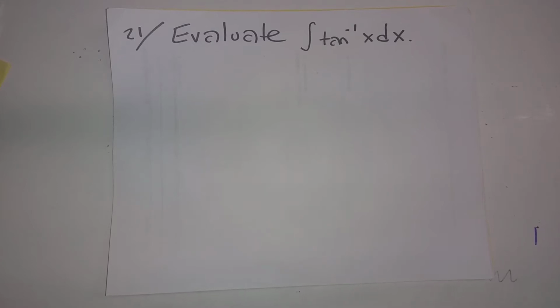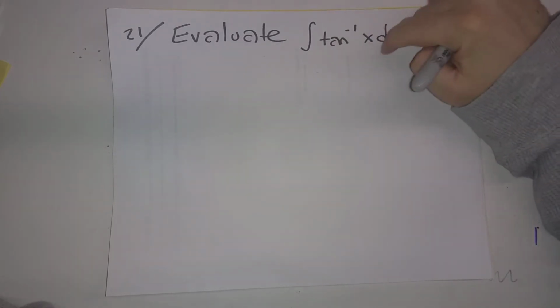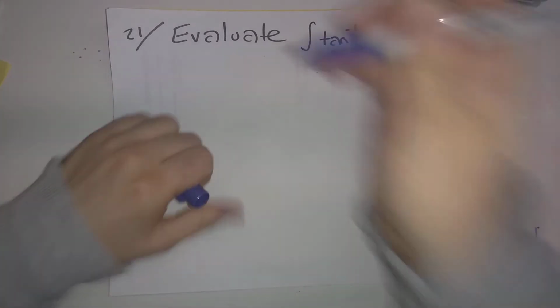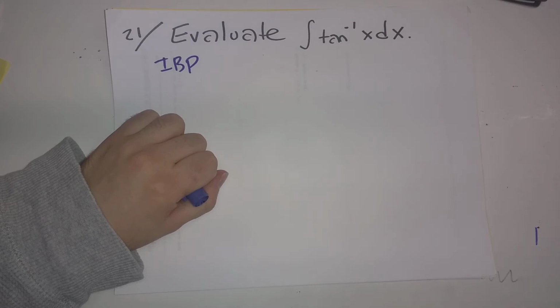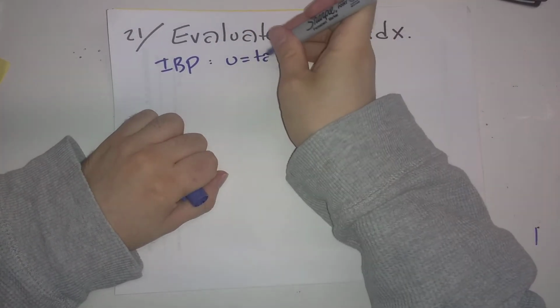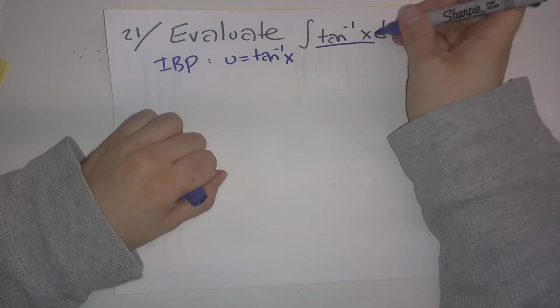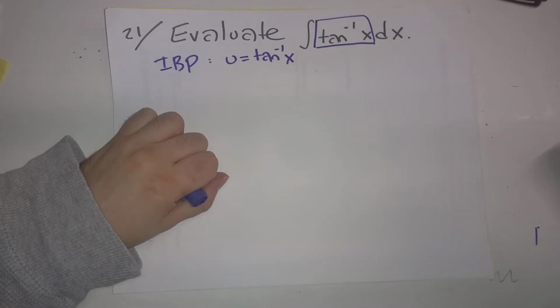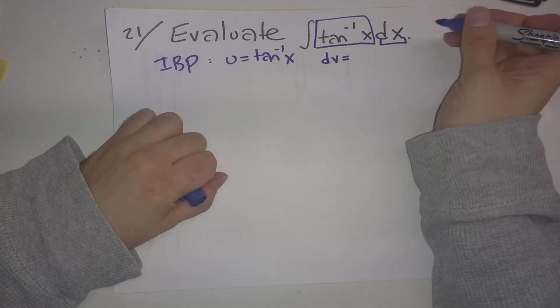Problem number 21, evaluate the integral of arctangent of x. So whenever you see an integral that involves an inverse trig function, like this one right here, you should think integration by parts, and you should probably set your u to be the inverse trig function. Well, if this right here is your u, then dv is just going to be dx.